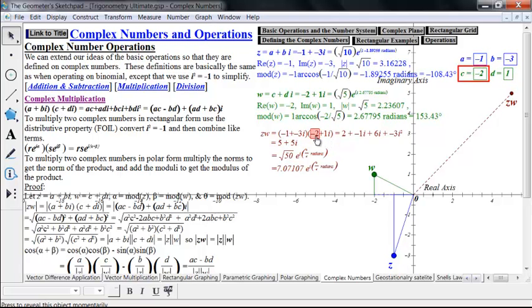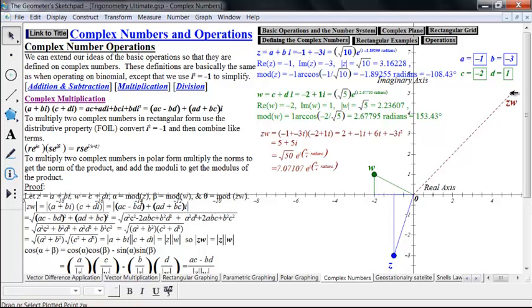So -1 times -2 is 2. That's the F. The O is -1 times 1i, which is -1i. The inner product, -3 times -2, that's 6, times i is 6i. And for the last product, we get -3 times 1 is -3, and then we get an i squared. That i squared is going to turn that to +3, plus the 2 is 5, and -1i plus 6i is 5i. So we get 5 plus 5i.